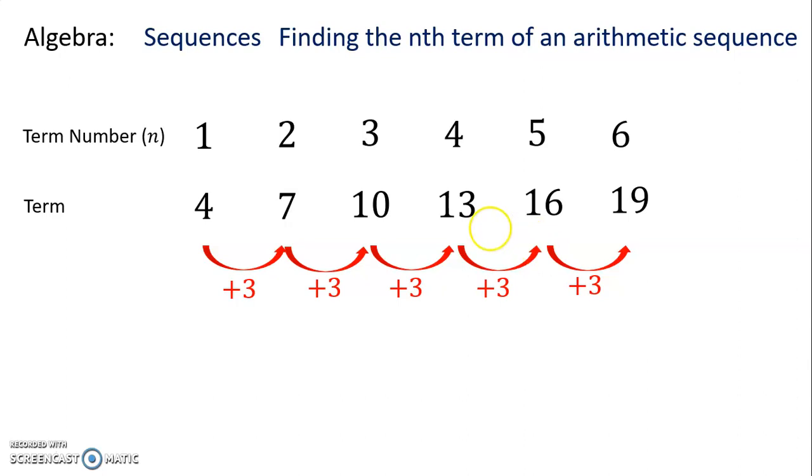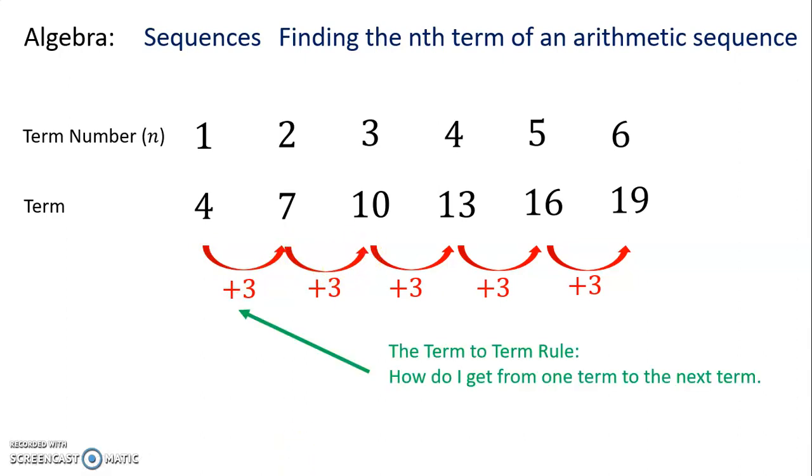Now, it's really important when you are looking at sequences and trying to decide what's going on that you don't just look at the difference between the first two terms. You should do a few just to make sure that you are dealing with an arithmetic sequence, because there are going to be other types that we look at. So you should be in the habit of finding the differences, but doing that for more than just the first term. So this add 3 is called the term-to-term rule.